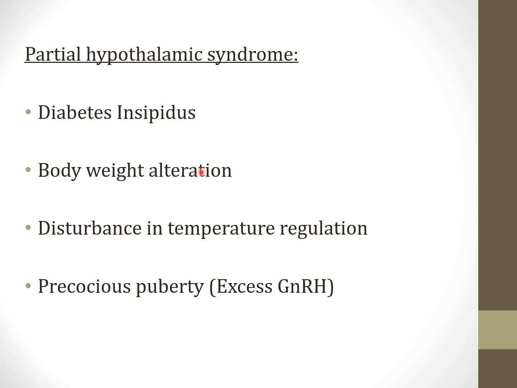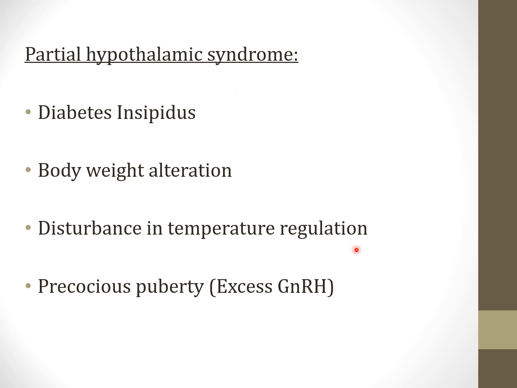Body weight alteration. The hypothalamus has a set point for maintenance of body weight. It has a feeding center and a satiety center. Whenever the feeding center has a lesion, the person cannot eat. And whenever the satiety center is affected, there's a lesion, and this is going to cause the person to become obese. So very simply, body weight alteration is caused by any lesion in the food intake centers of the hypothalamus.